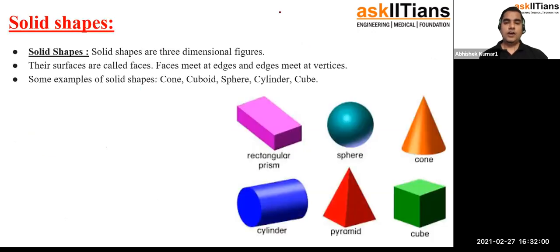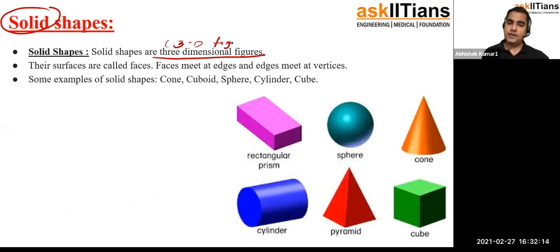Okay. Now we have this last thing, which is solid shapes. What are solid shapes? Solid shapes are three-dimensional figures, or you can say these are 3D figures. Means till now we were talking about two-dimensional figures. Two-dimensional figures means the figures which have got two dimensions only.